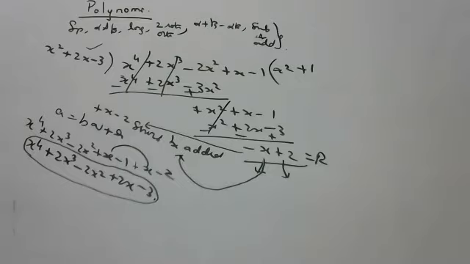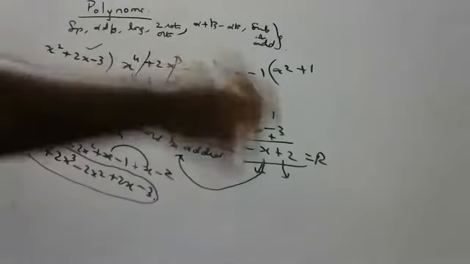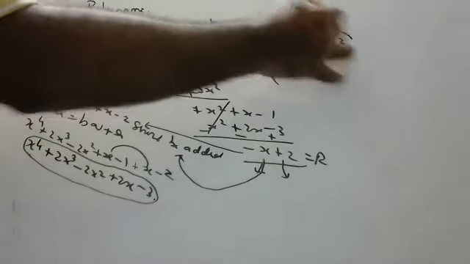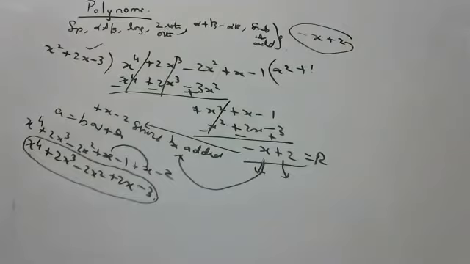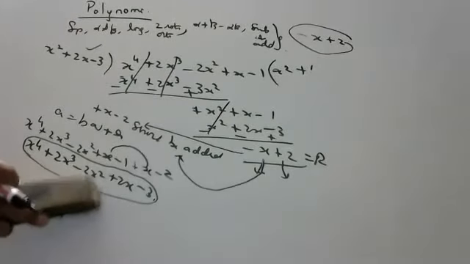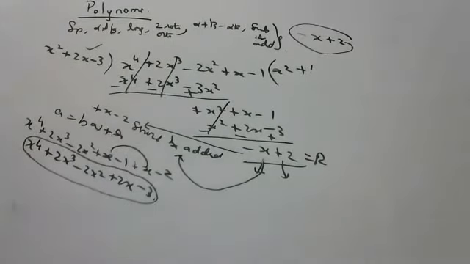Okay, children, please see here. What was our remainder, children? Minus x plus 2. Please see, children, all of you. Now with this equation, I will divide. I will get 0.